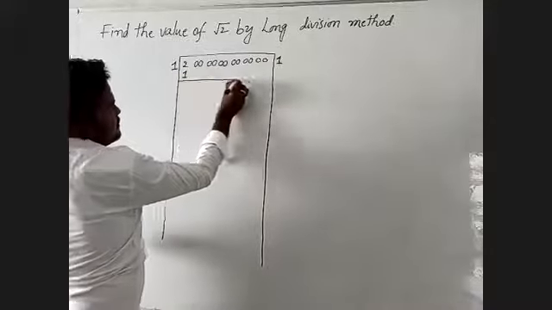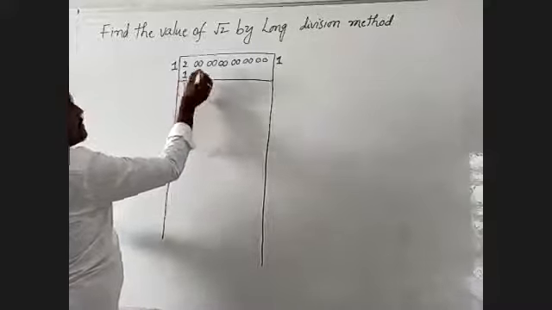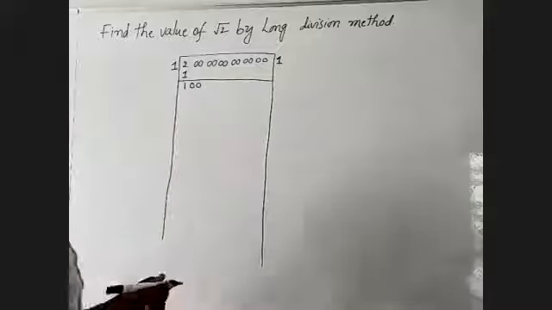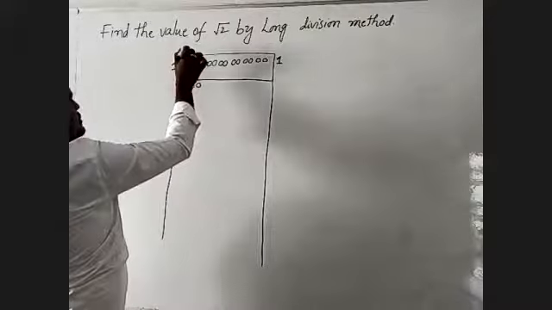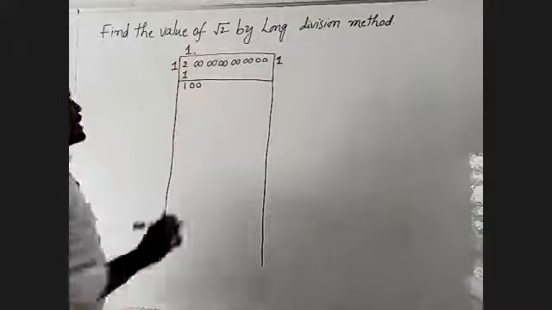Here the remaining value is 1. After that remaining is 2 zeros. So I have to take the quotient is 1 point, remaining I have to take.